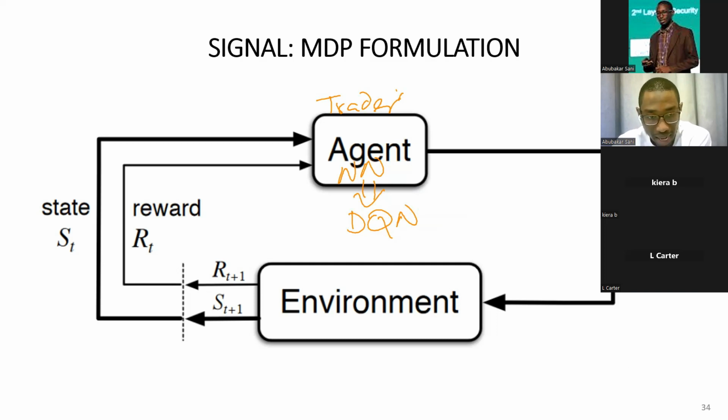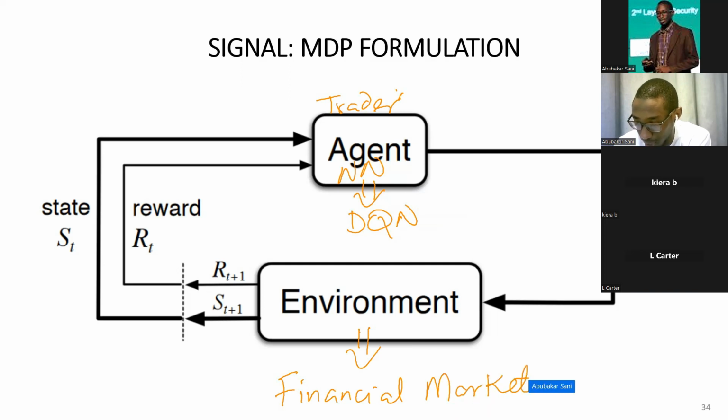The environment is where the agent is going to be interacting. This is like the playing field of the agent. In our case, this is the financial market. The environment is the financial market. This financial market will give some signal, some information upon which the agent is going to decide what to do. And those are called the states.